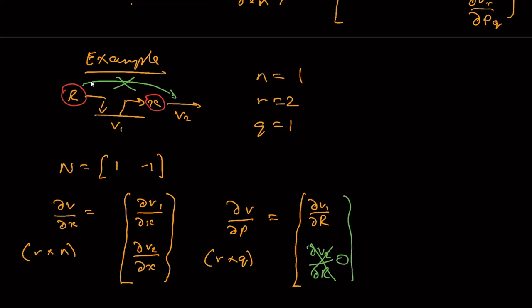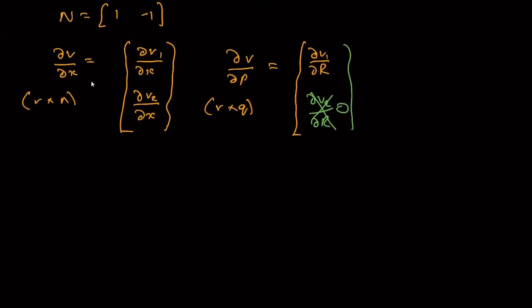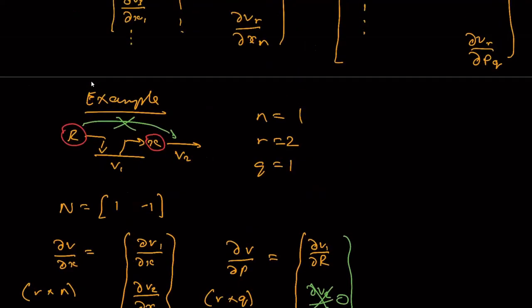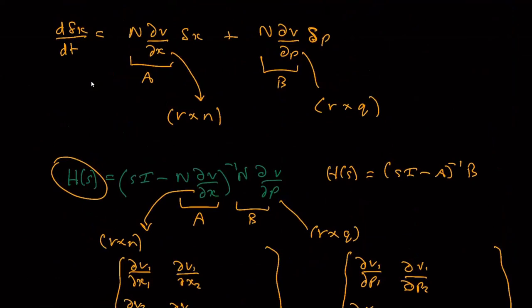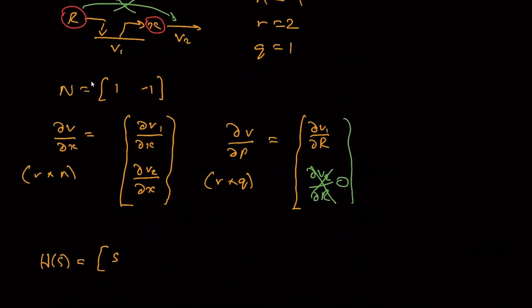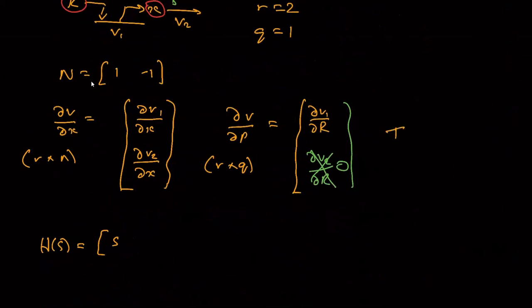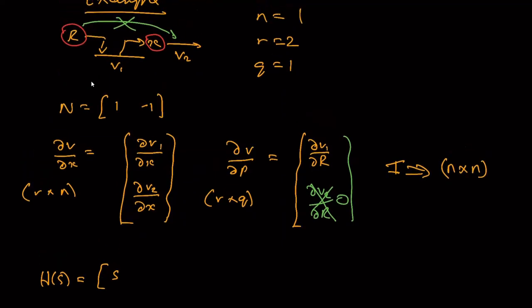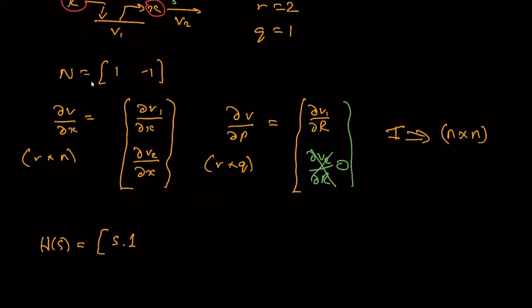So now let's combine them together to form h of s. So here's h of s equals. Now, one thing we have to decide on is I. This term here is the identity matrix. The identity matrix is an n by n matrix, and because n is just 1, the identity matrix is literally just the number 1, or if you want, you can put it in brackets. Minus n, 1 minus 1 times this thing.